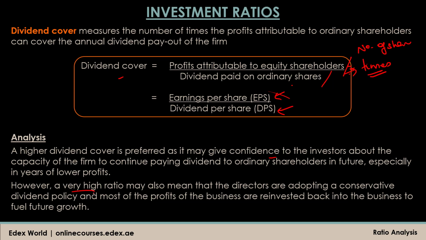A very high ratio, however, may lead to an element of caution for some investors, especially investors who want the company to grow at a very high pace. So they would expect the company to follow a conservative dividend policy and invest most of its profits back in the firm to ensure that the company is expanding across borders and growing very fast. So it depends on the investor's preference, and accordingly they will analyze the dividend cover.